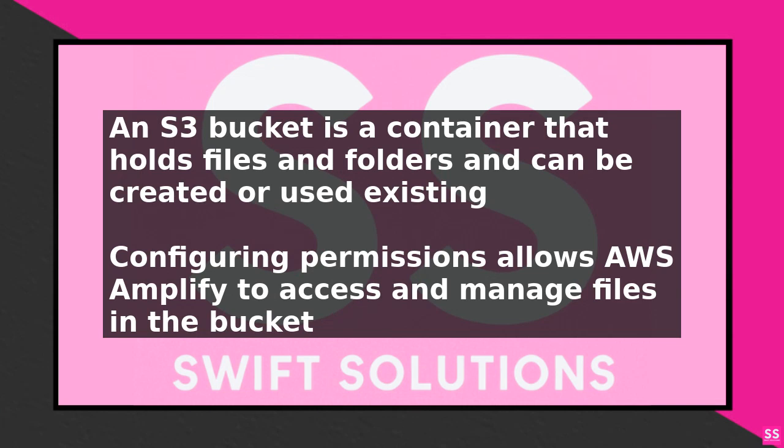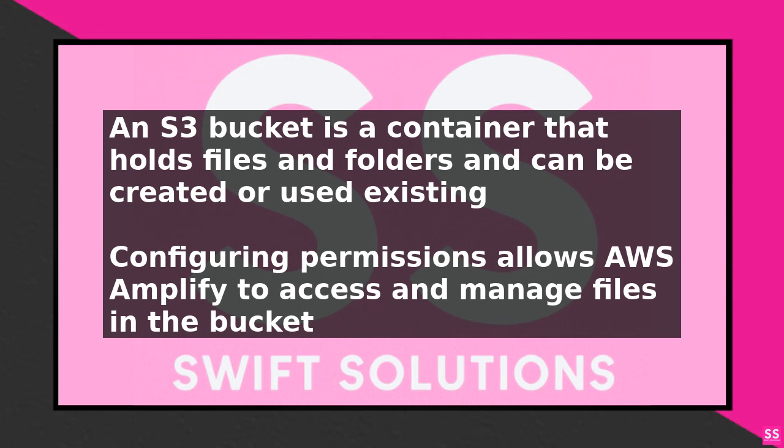Once you have your bucket, you need to configure the permissions to allow AWS Amplify to access and manage your files. AWS Amplify provides a built-in module called Storage that allows you to interact with S3. The storage module provides a simple and intuitive API to upload, download, and manage files in your S3 bucket. You can use the storage module to store user-generated content, such as images, videos, and documents.